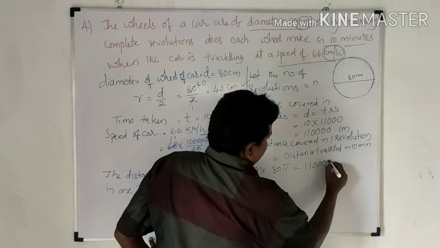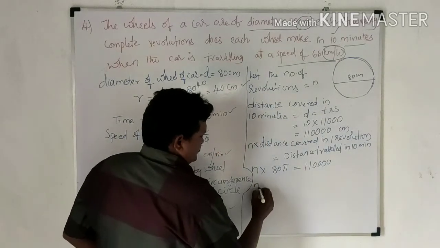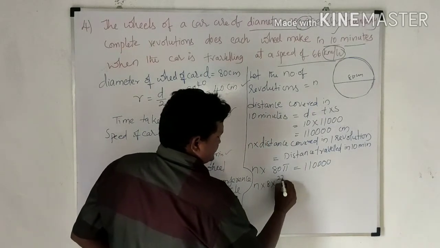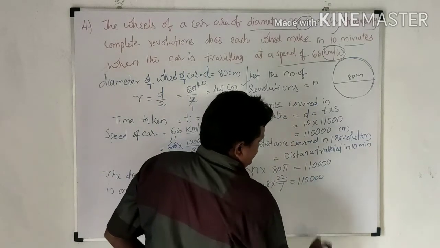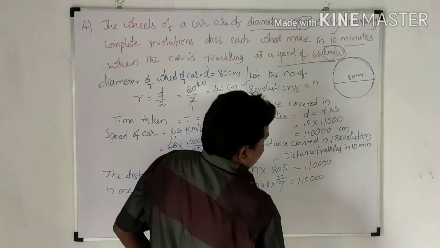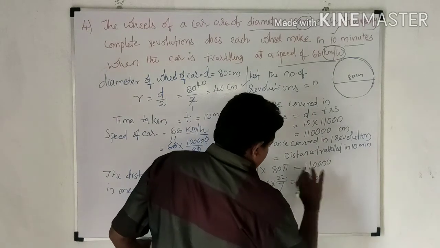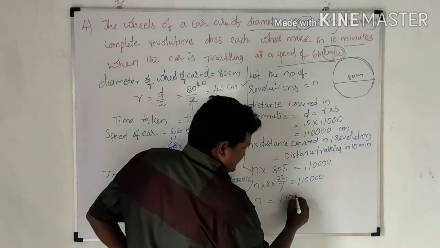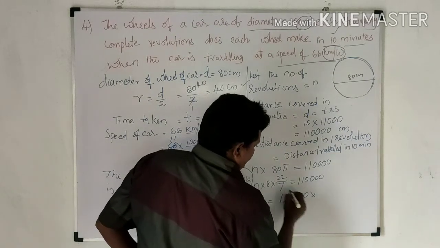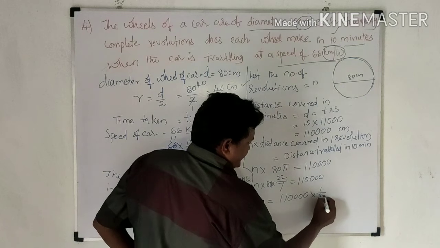1,10,000 is the distance it will travel. So now 10 into 80 into 22 by 7 is equal to 1,10,000 into 10,000. Now we need the number of revolutions. 1,10,000 into 80 becomes 1 by 80.